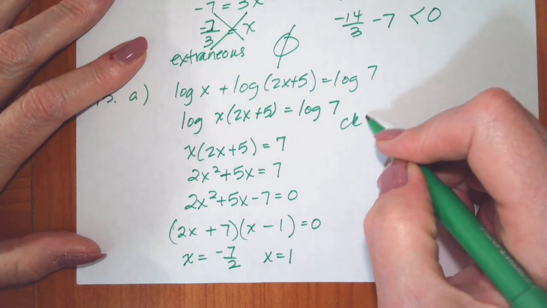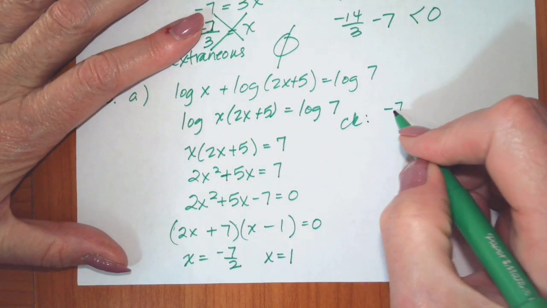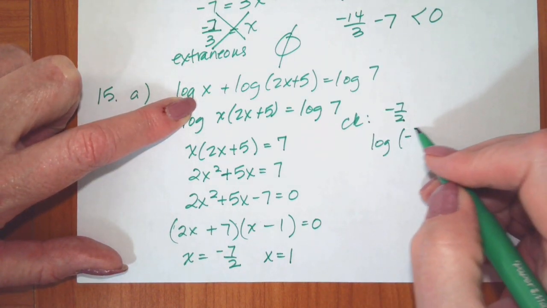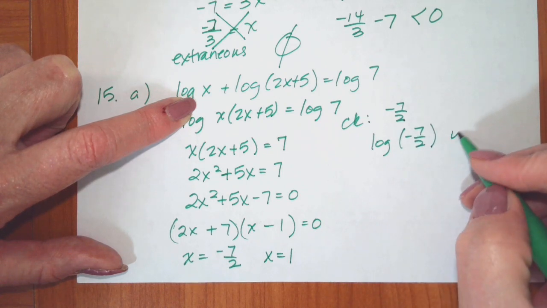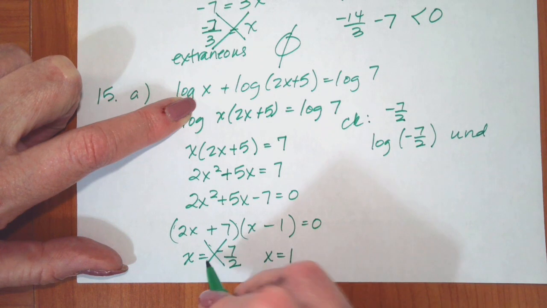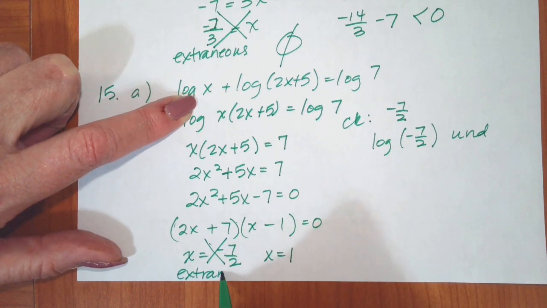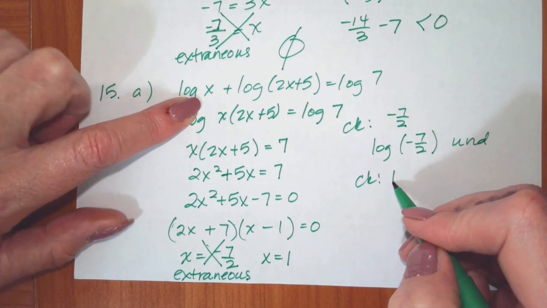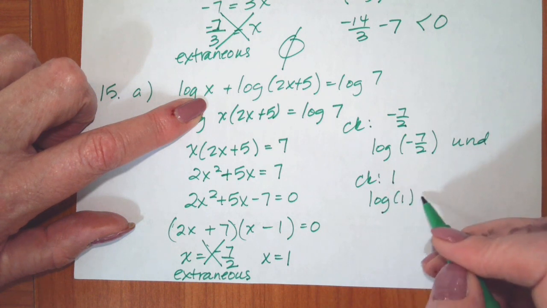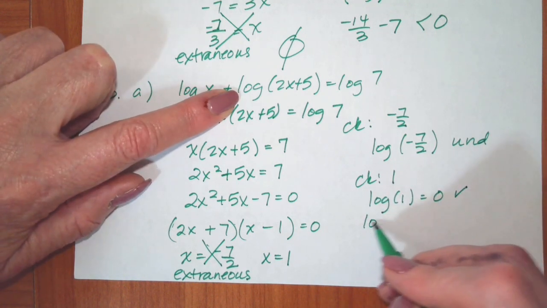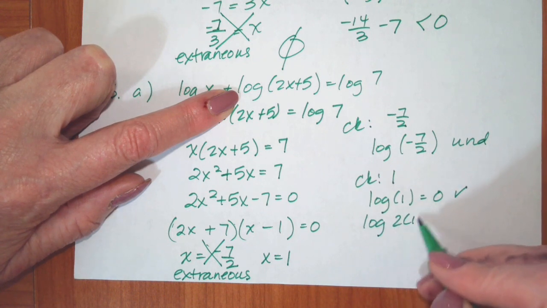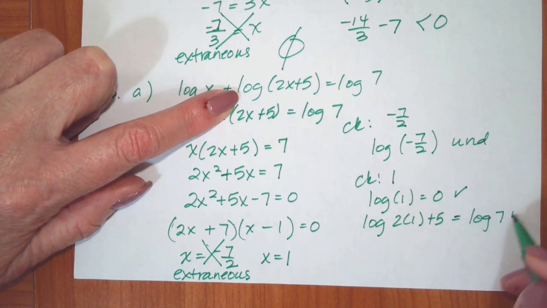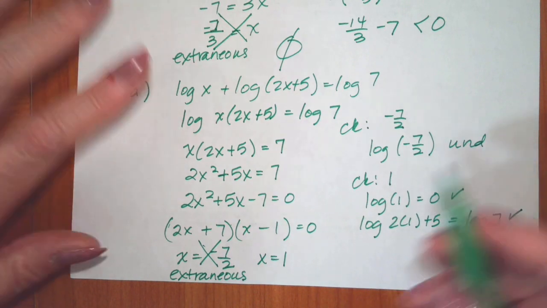Okay, so now I have to check them. Okay, so let's check negative 7/2. Well, the log of x is the log of negative 7/2, which is undefined, so that is extraneous. So let's check 1. So log of 1 is equal to 0, so it's okay. The log of 2 times 1 plus 5 is the log of 7, which is okay. And the log of 7 is okay. So this one works.